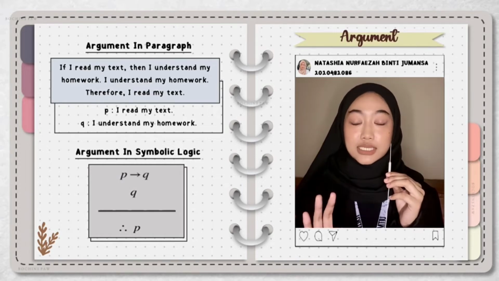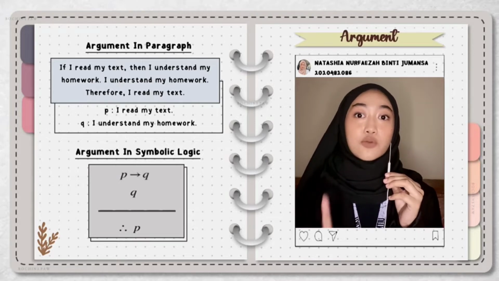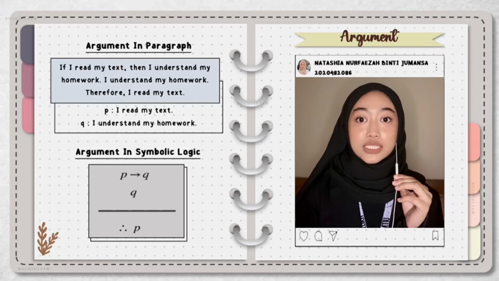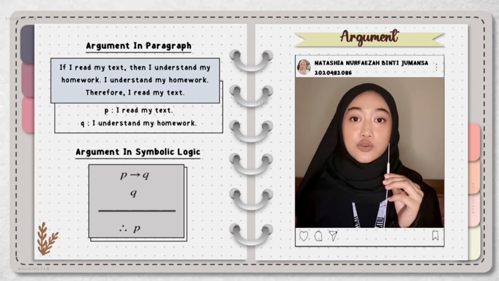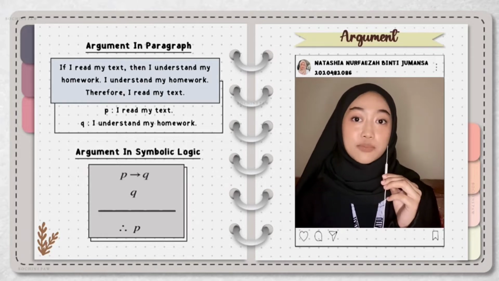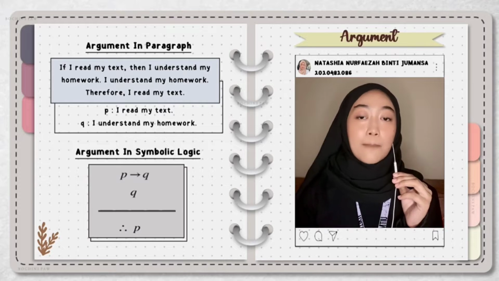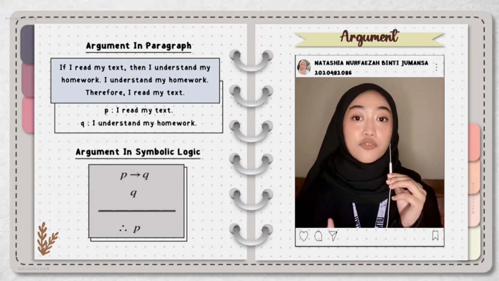This argument has 3 sentences, which is 2 premises and 1 conclusion. For the first sentence, we have if-then, which is implies. So P implies Q. For the second sentence, only Q, because we don't have any symbol. For the third sentence, also only P, which is the conclusion. P is a conclusion because before sentence P, we have therefore.